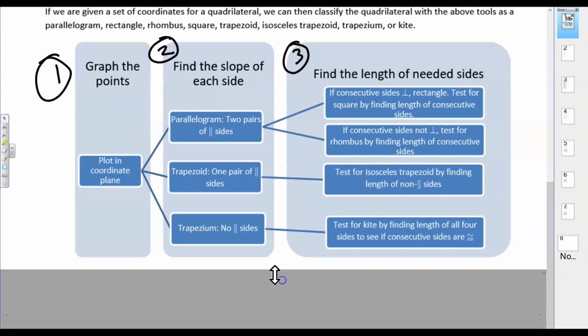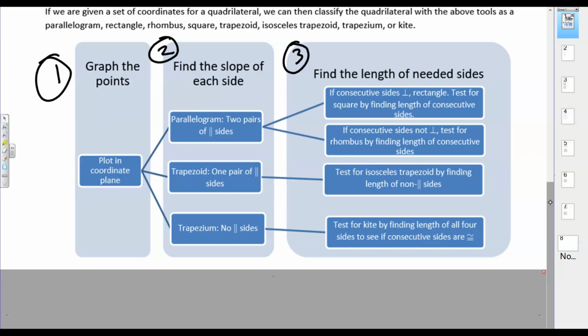Our first step is to graph the points. We're going to graph all of our points in a coordinate plane. And then our second step is to find the slope of each side, because the number of pairs of parallel sides give us our three major categories. Is it a parallelogram, is it a trapezoid, or is it a trapezium? And then once we do that, depending on the results from step 2, we'll then find the lengths of needed sides as we need to then further classify our shape.